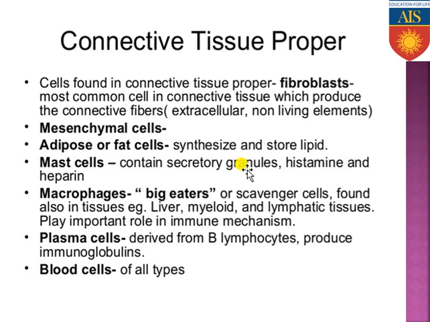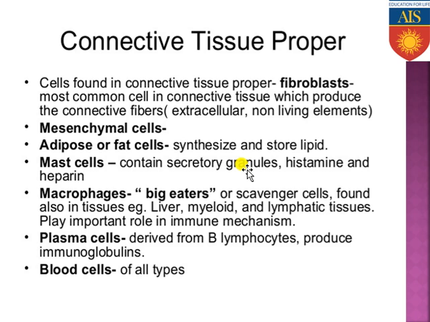Next is the mast cell. The mast cell contains secretory granules, and within those granules, chemical substances like histamine and heparin are present. Histamine acts as an agent fighting against allergens, and heparin acts as an anticoagulant in the blood, so that coagulation will not take place inside the blood vessel anywhere.